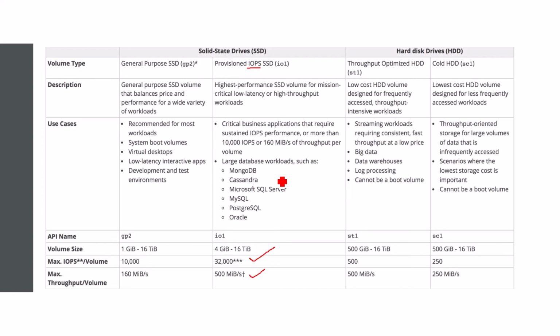So when we are talking about continuous reads and writes on a file or some such scenario, then go for Provisioned IOPS. Generally this kind of volume is used for databases: MongoDB, Cassandra, MySQL, Oracle. And when you are configuring your RDS, you can choose what kind of EBS volume you want to configure with your database. So make sure that you go with the highest IOPS, which is provided by the Provisioned IOPS SSD.